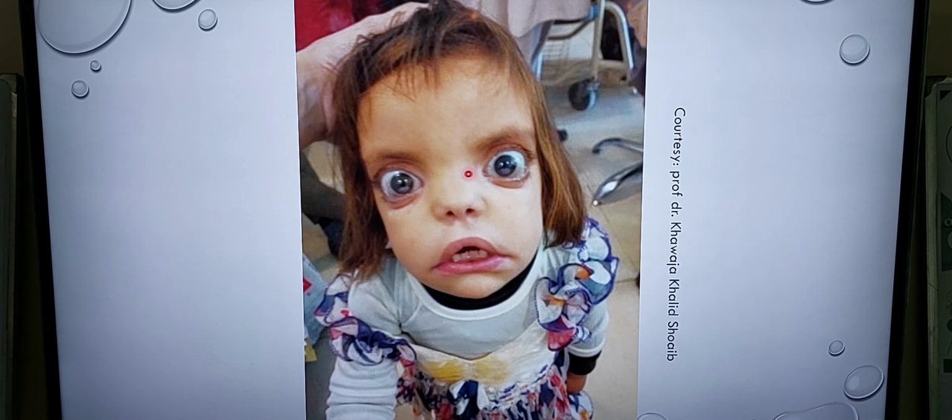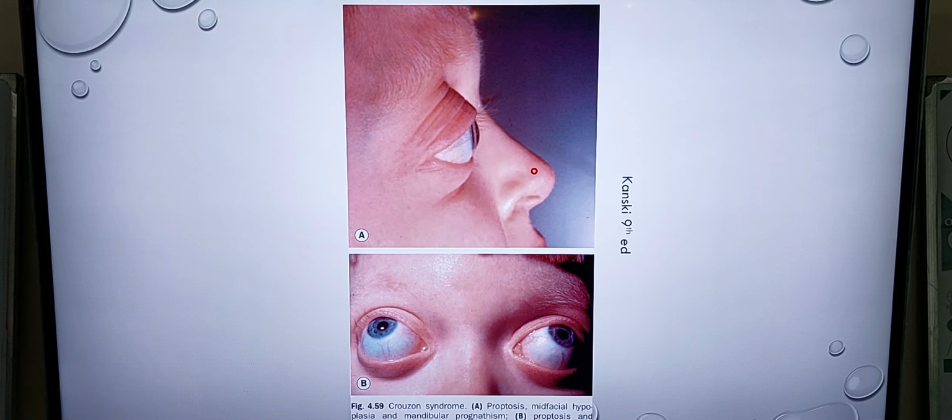There is severe proptosis, the orbits are shallow, there is mid facial hypoplasia, and the jaw is prominent, and hypertelorism is there as well. Again, this is a picture of Crouzon syndrome showing proptosis. You can see this is an exotropia. The patient is looking upwards, so a V pattern is visible.